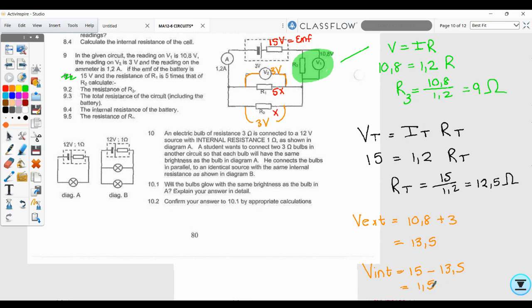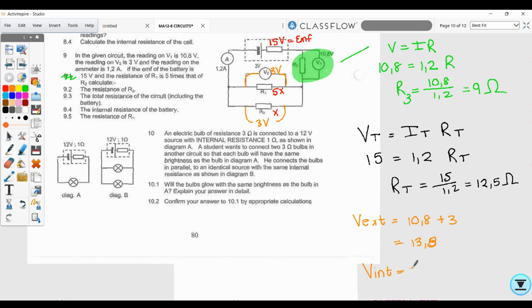1,5 is V internal. 13,2. That means 1,2. Because it's 13,8, not 5. Oh, did I write down wrong? It's 13,8, not 13,5. Oh.